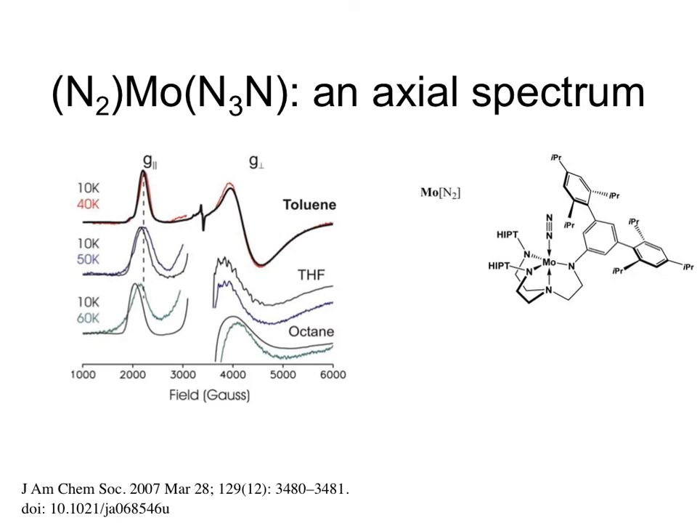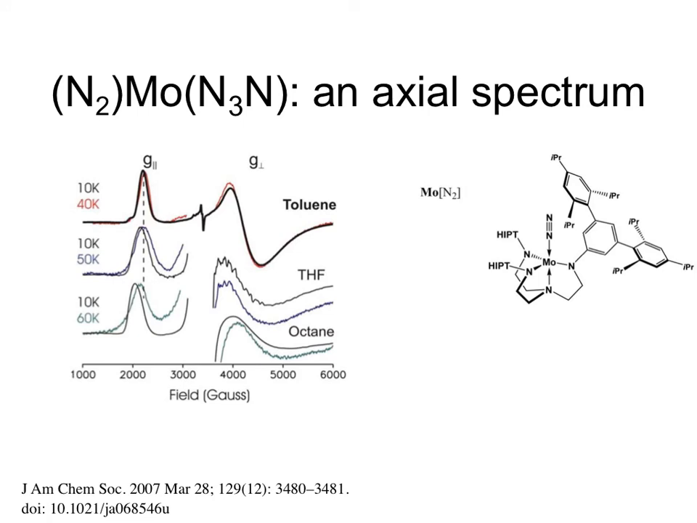This last example is an example of an axial spectrum. This is not work from my PhD advisor, although it is from my PhD advisor's PhD advisor, my academic grandfather, Dick Schrock at MIT, who won the Nobel Prize for early metal carbene chemistry, and has also done a lot of work with molybdenum N3N compounds like this, very similar to the compounds that I worked with on my PhD. This molecule has a 3-fold axis of symmetry, and it changes the EPR spectrum to where we now have 2 lines, the parallel and perpendicular lines.